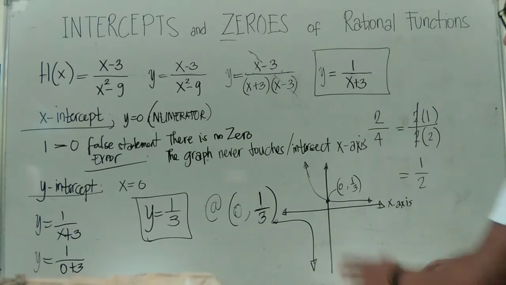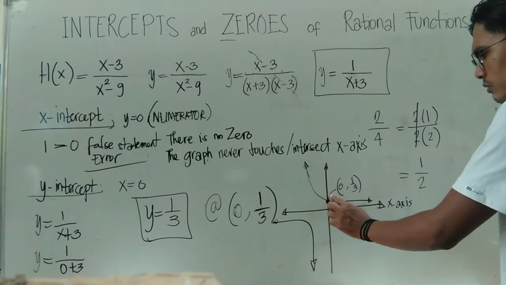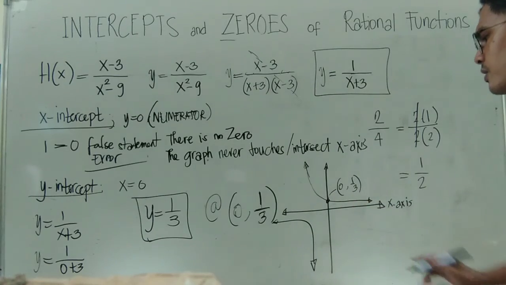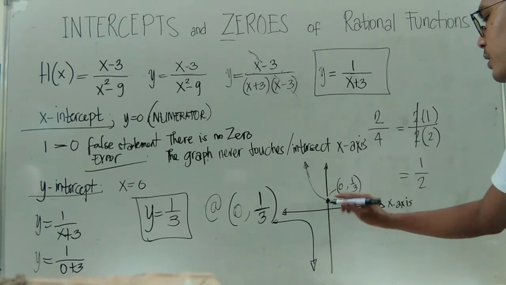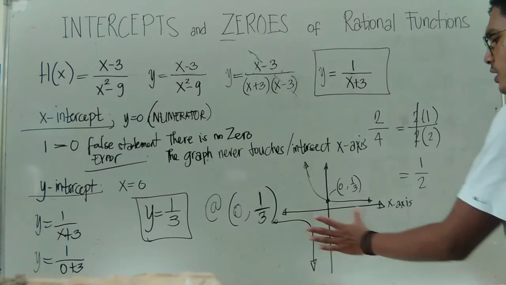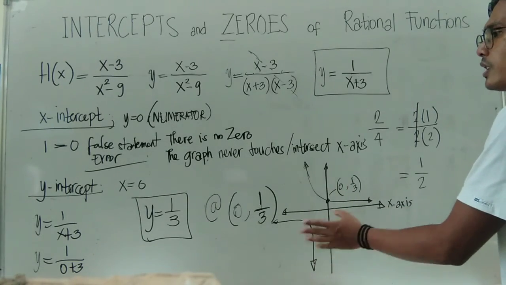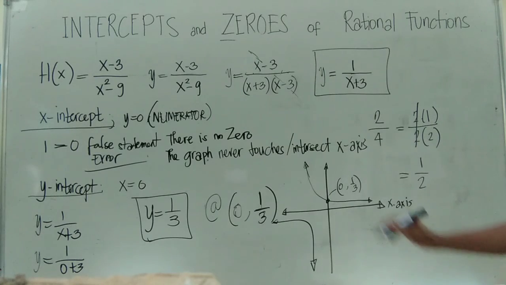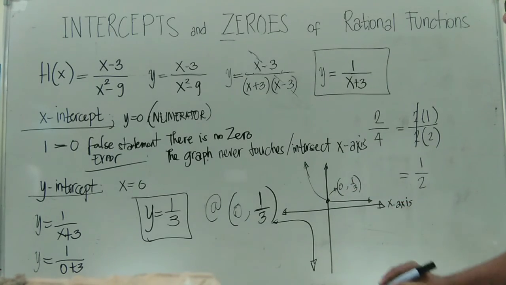Why does your graph not cross your x-axis? It will be our next topic. The graph cannot cross the x-axis because the x-axis will be its asymptote. So it will be discussed in the next video.